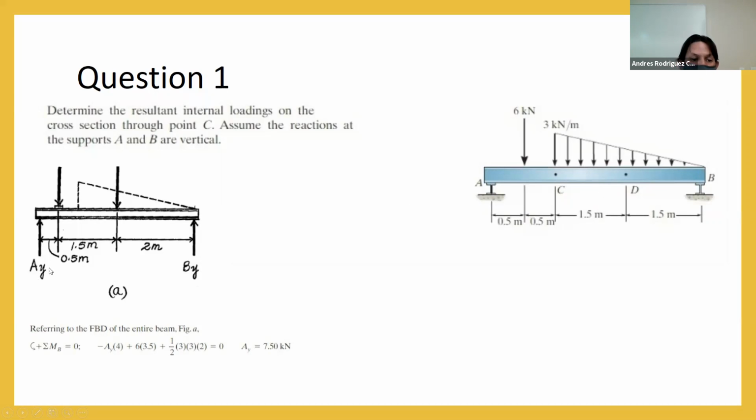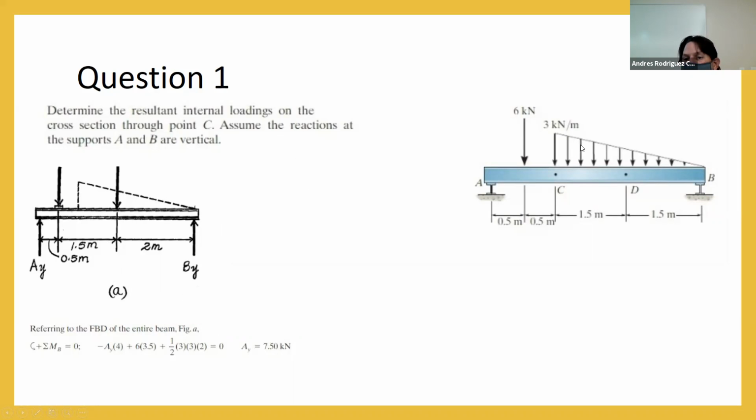We are going to have a force in AY that is going to be clockwise, which in this notation is going to be positive. So, negative. We have this force multiplied by the distance, that is 4. We have the punctual force here, that is 6, multiplied by the distance, that is 3.5. That is this number that we have here.